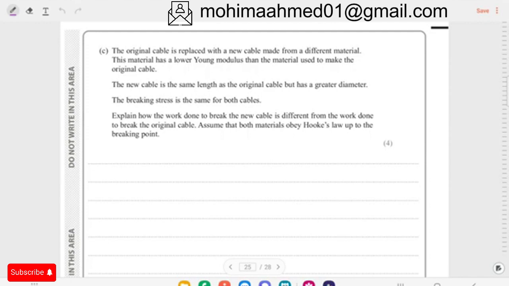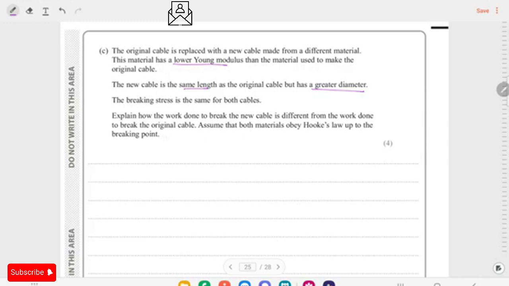So the new material has a lower Young modulus, and the new cable is the same length as the original cable but has a greater diameter, which means that the radius is higher for the new cable, and the breaking stress is the same for both cables. Explain how the work done to break the new cable is different from the work done to break the original cable. Assume that both materials obey Hooke's law up to the breaking point.